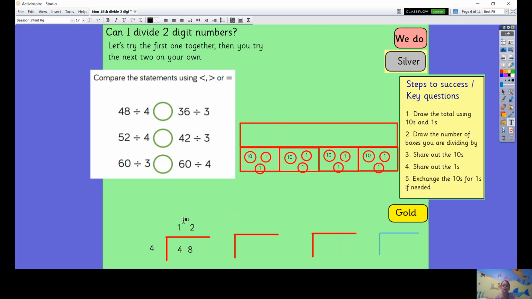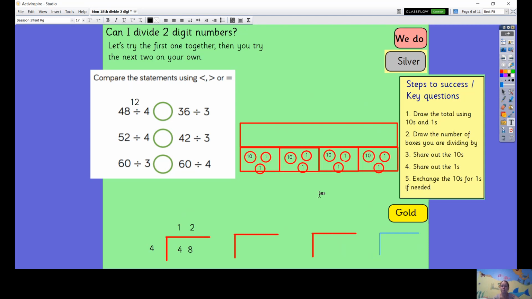And so my answer is 12. There's no leftovers, there's no exchanging or anything like that. So that was a nice straightforward, easy one to do like that. So the answer to this one is 12. And what I would do is I would then just pop 12 up there. And then I need to work out the answer to 36 divided by 3. And then I need to see which is bigger.